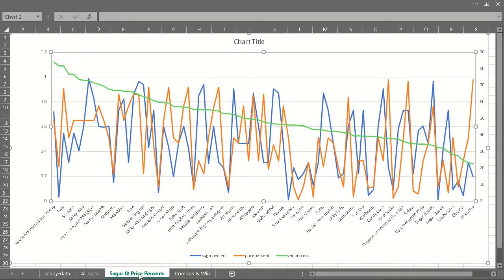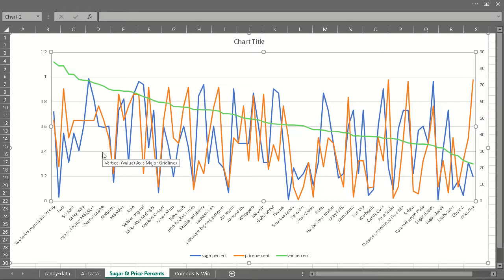So we look at the sugar and price percents overlaid with the win percent, and my initial idea was that the sugar and price percents were going to impact the win percent. But as you can see, the sugar and price percent are pretty scattered evenly across the board. So it doesn't seem that there's any logical reason that any of these would impact the win percent.